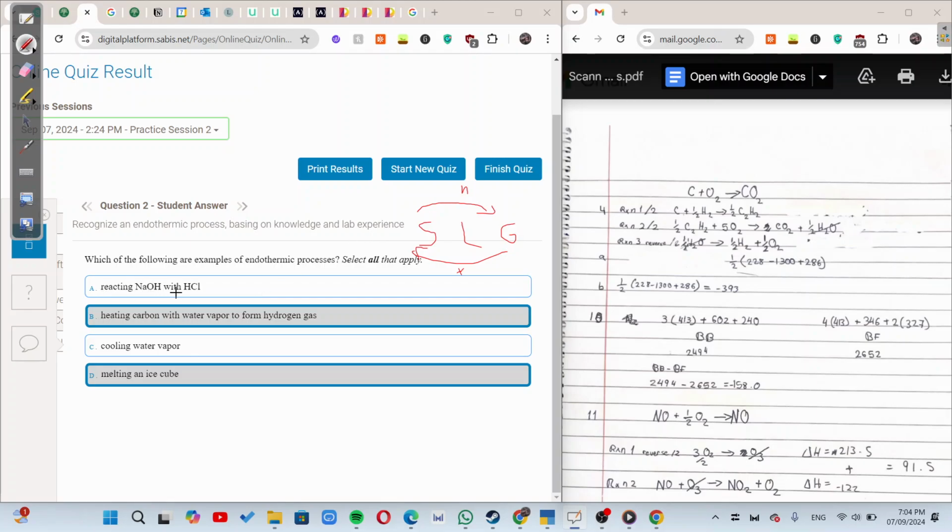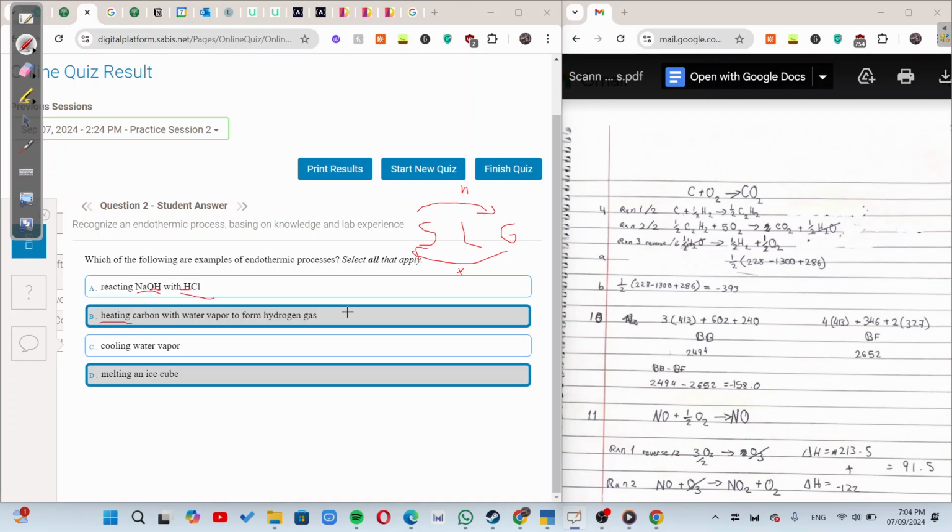Reacting NaOH with HCl. This one is exothermic because this is a base and this is an acid. You know, because here there was an OH and here was an H. So a base with an acid makes a neutralization reaction, making them balance out, which becomes exothermic. Just memorize, when you see a base and an acid, it's exothermic.